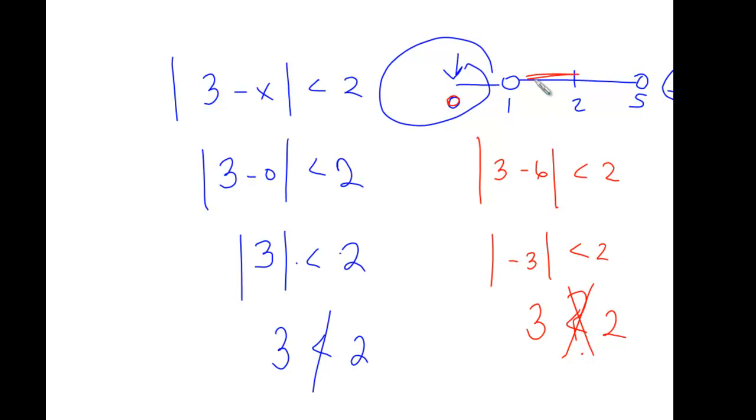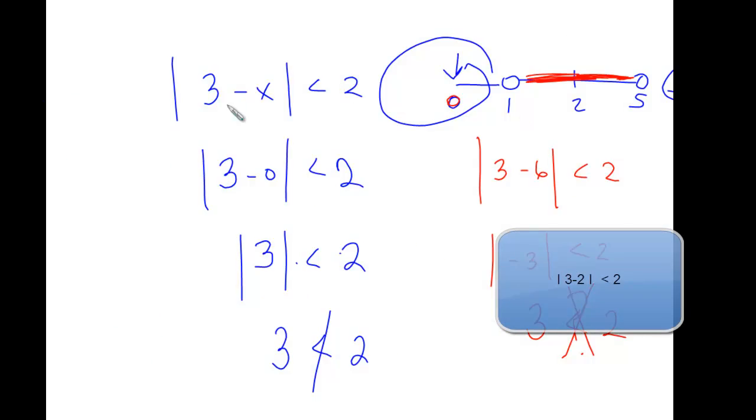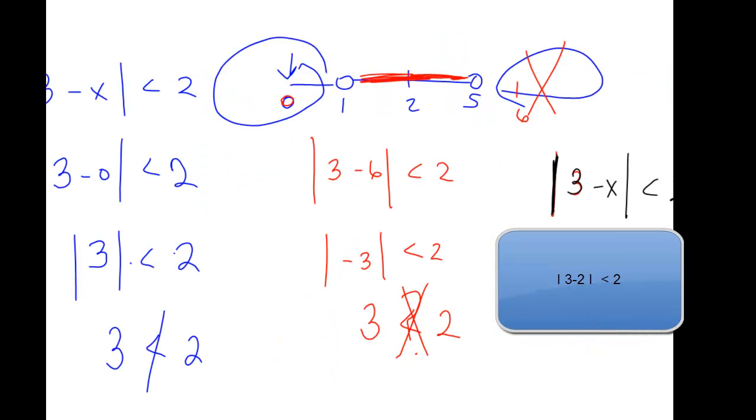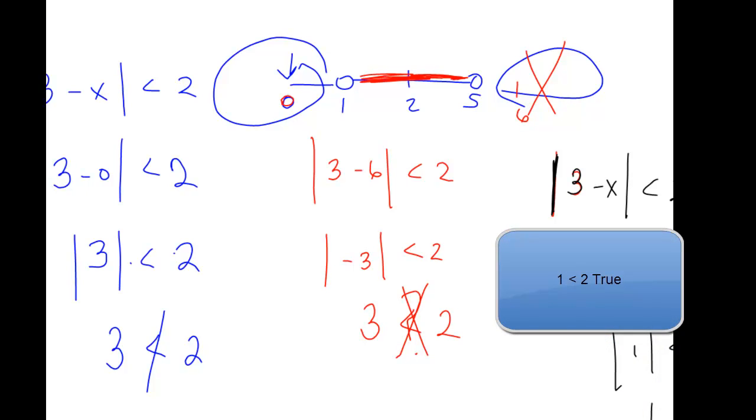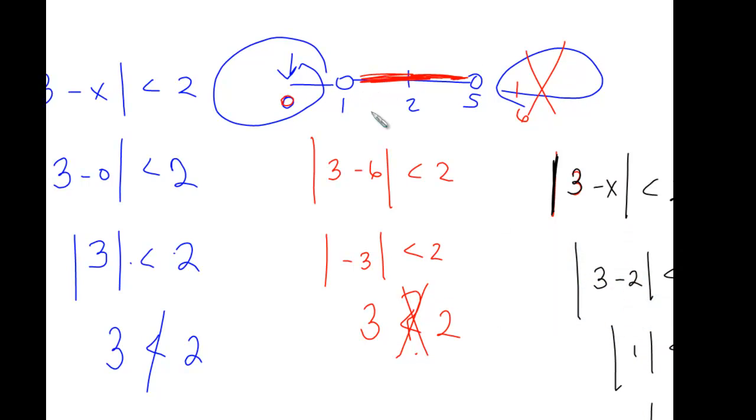Let's look at 2. That's numbers that are in between 1 and 5. If we plug in 2 for x, we get the absolute value of 3 minus 2 is less than 2. 3 minus 2 is 1, so the absolute value of 1 is less than 2. Well, 1 is less than 2, and that is a true statement. Any number that we put into the equation between 1 and 5 will be a true statement. This concludes day 1 of absolute value.